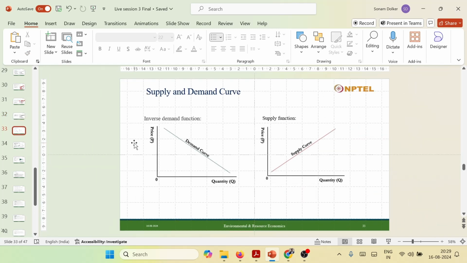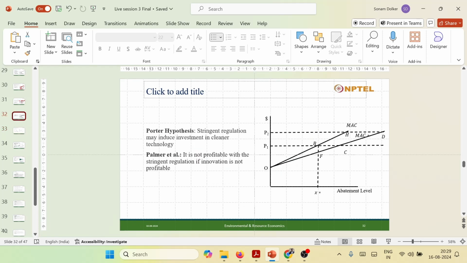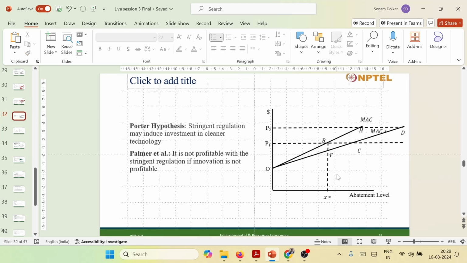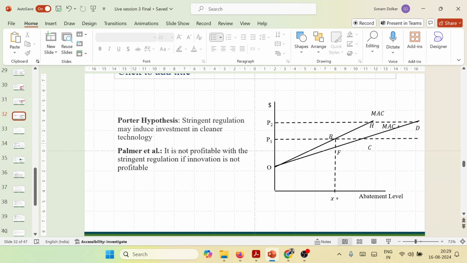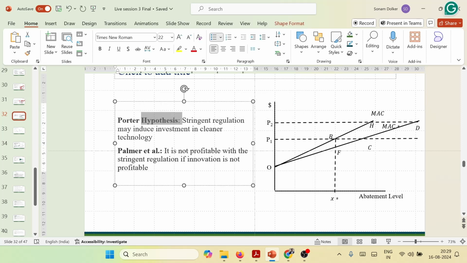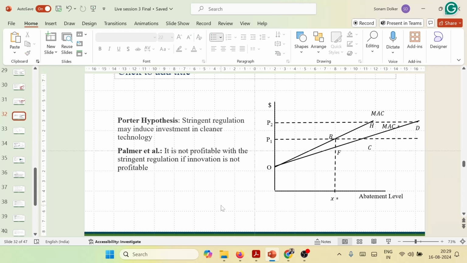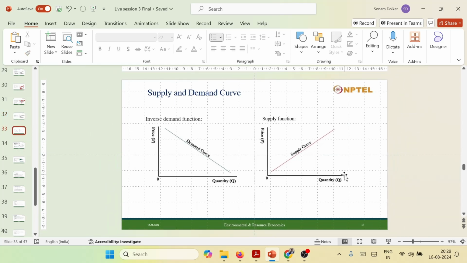Now we will move towards the supply demand curve. Before that, if any one of you has any question about the Palmer hypothesis versus the Porter hypothesis, you can ask. In a way, Palmer is trying to say that what Porter is saying is wrong, because if the cost of technology is very high, then the firm will be in loss. They will not benefit after stringent regulation. That is what they have proved from this graph which we discussed. Now I'll move towards the supply demand curve.